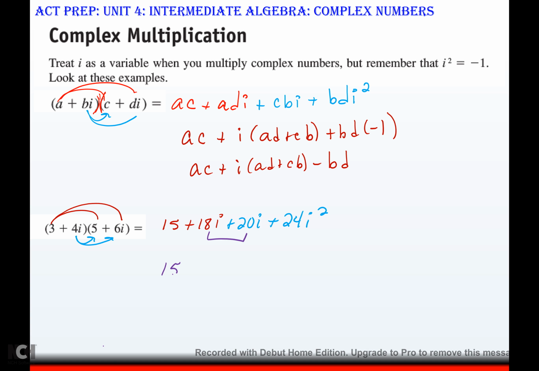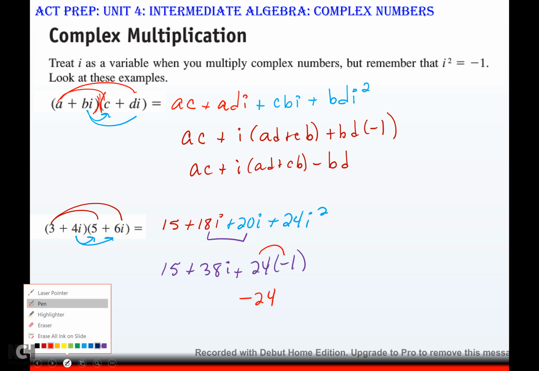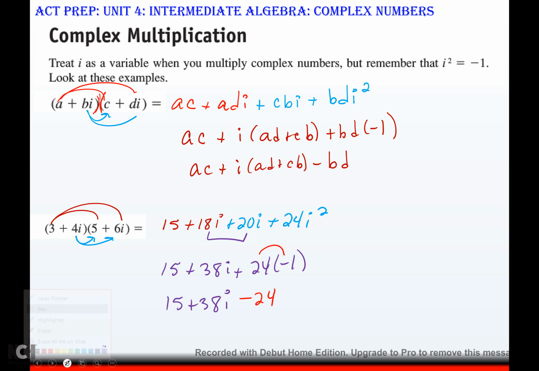So I have 15 plus 38i plus 24 times negative 1, because i squared turns into a real negative 1. Distribute, and I get a negative 24, and the rest comes down. And then finally I can combine the 15 minus 24, and I get negative 9 plus 38i. And that would be my solution. Okay?